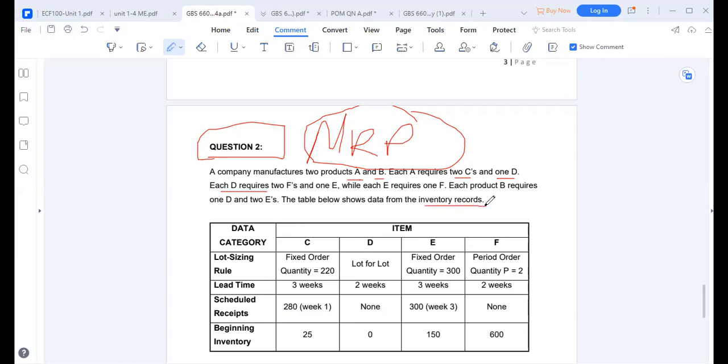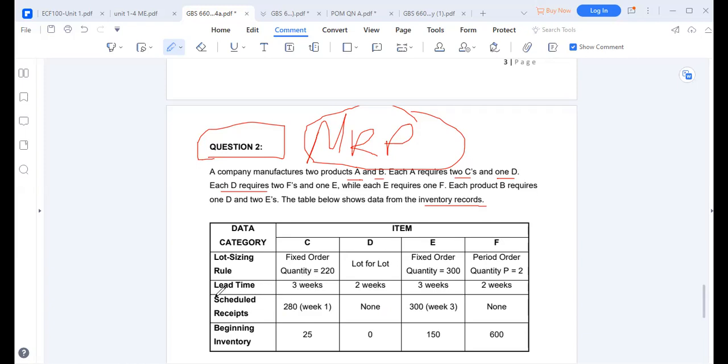So we now need to determine and find out what's going on. The lot sizing rules are given for each item. For C it is fixed order quantity, D is lot for lot, E is fixed order quantity, and F is period order quantity. And the lead times are given as 3 weeks. That's the time between when an order is placed and when an order is received.